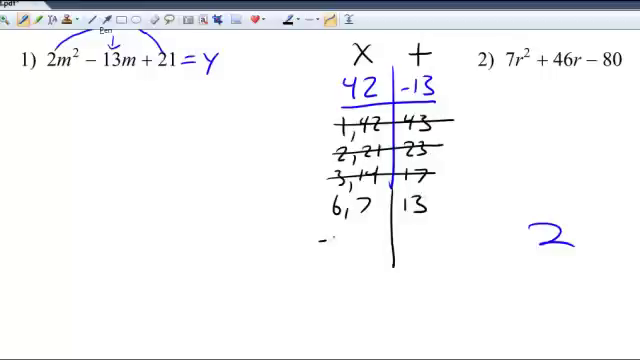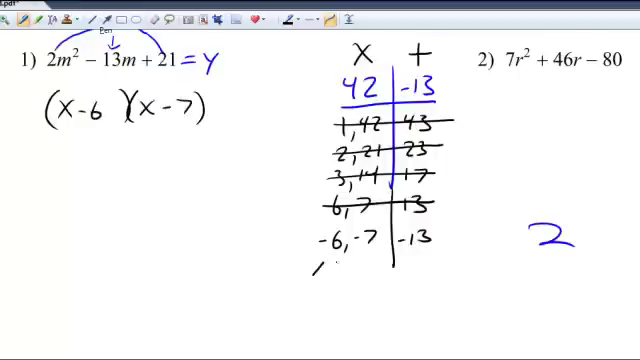We're multiplying, so negative 6, negative 7. When I multiply, that still equals 42, but when I add, now it equals negative 13. And that works. So go over to my equation, put in my factors. So that's going to be x minus 6 and x minus 7, because I have a negative 6 and a negative 7. And then I divide by my a value.